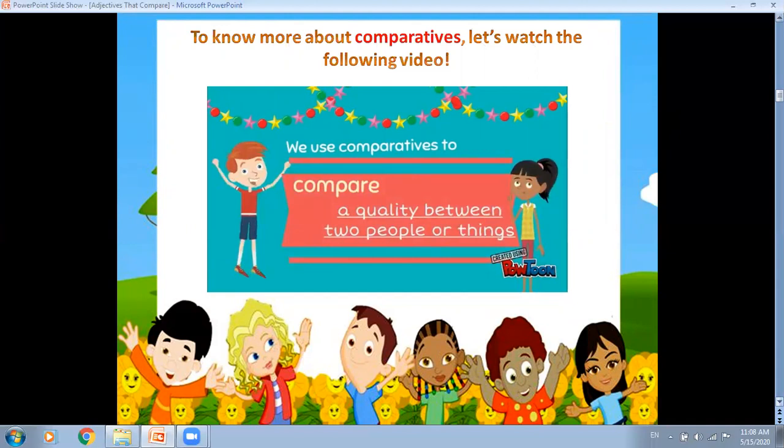Okay, we use comparatives to compare a quality between two people, animals, things, or places. Or you can say to compare two nouns. How many? Two. Only two. Keep this in mind. We use comparatives to compare a quality between two nouns or two people, animals, things, or places. Let's continue.